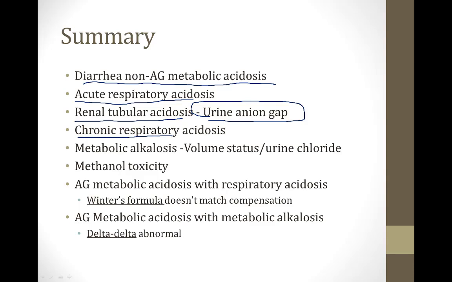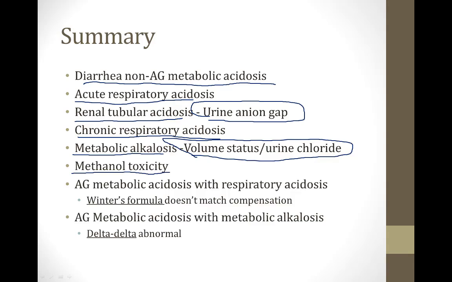We saw chronic respiratory acidosis in COPD, a very classic clinical scenario where COPDers retain carbon dioxide and walk around with a very high level of bicarb from renal compensation. We saw a metabolic alkalosis of unknown cause, and we've reminded everyone that you want to know the volume status and the urinary chloride in those situations to determine the etiology. We saw methanol toxicity, which remember gives you an anion gap metabolic acidosis with vision problems.